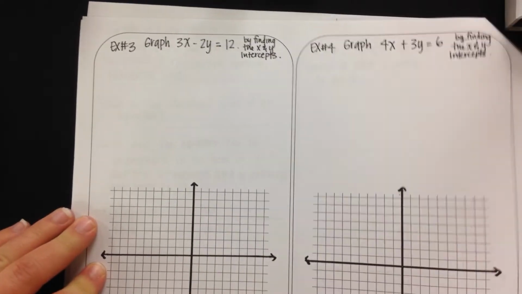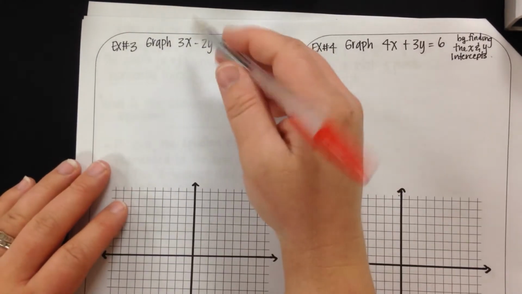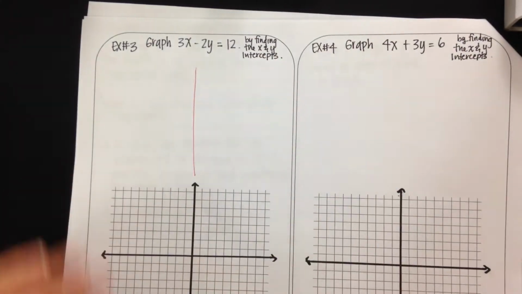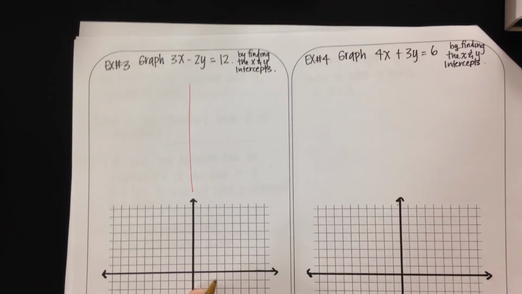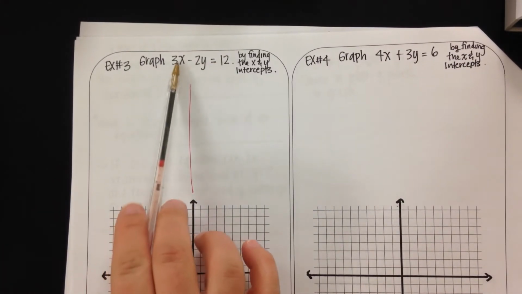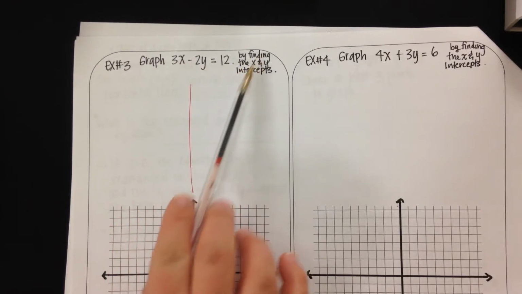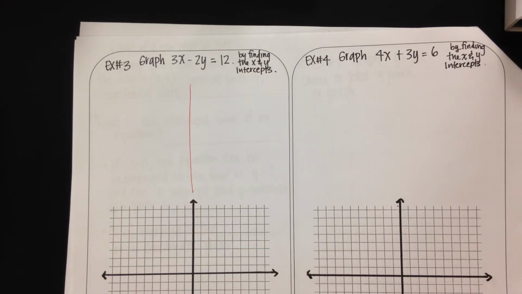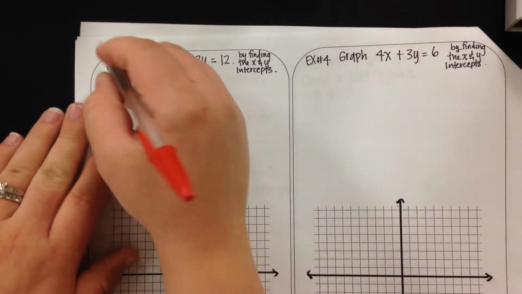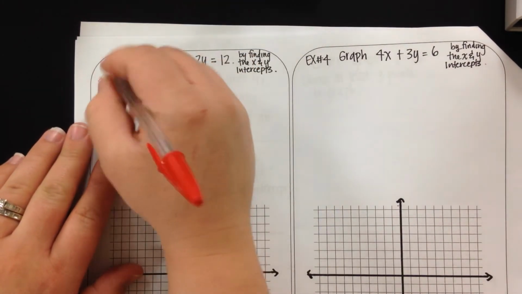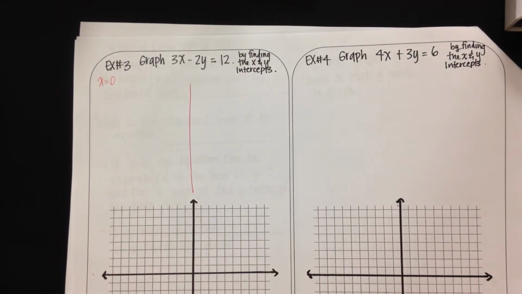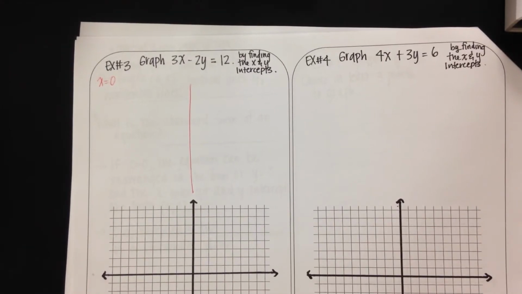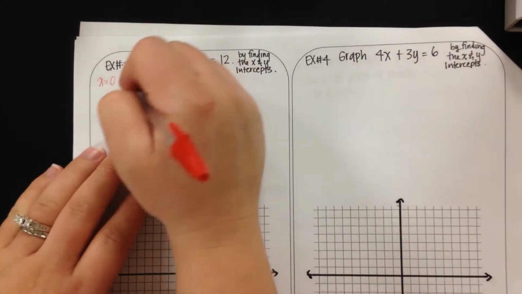Okay, so this first one, you're going to be doing two different sets of work. I'm going to draw a line, and what we're going to do is graph 3x minus 2y equals 12 by finding the x and y intercepts. So over here on this left one, I want to find when x is 0, I want to solve for my y-intercept. Okay, and so I'm going to take my original equation.